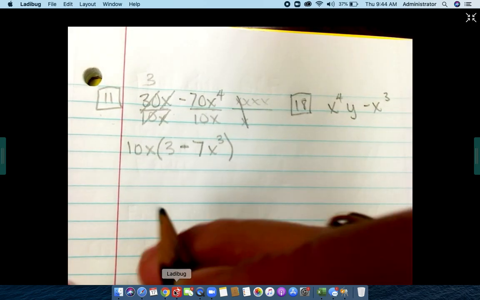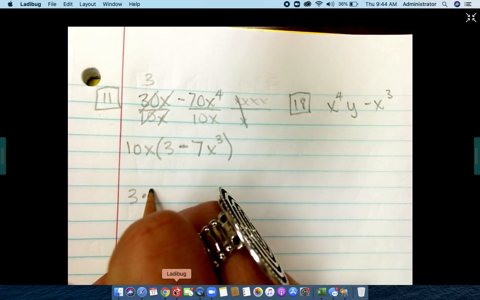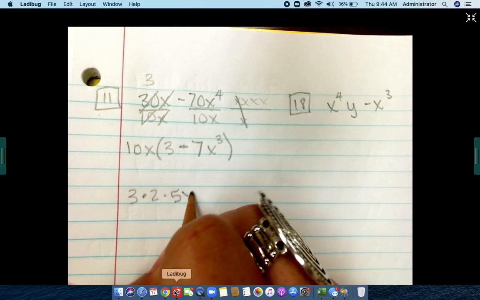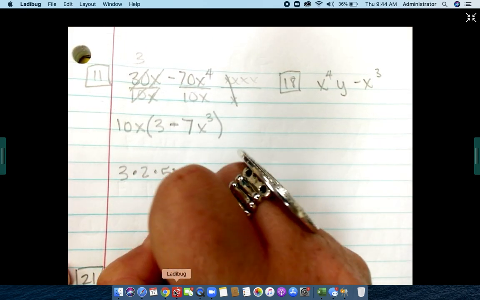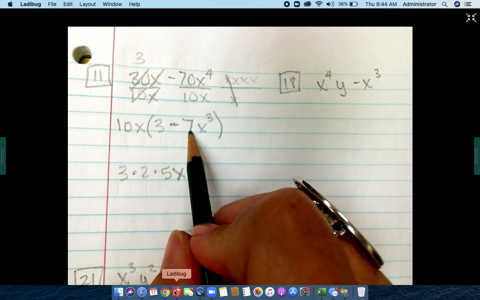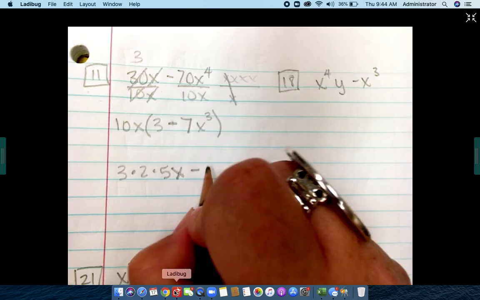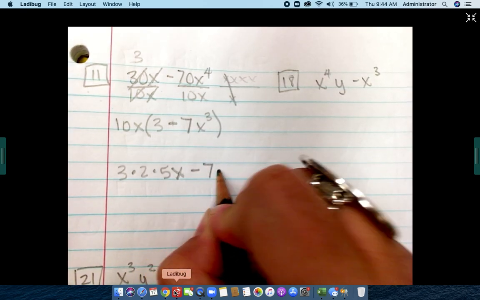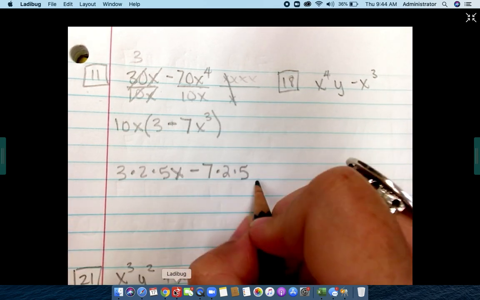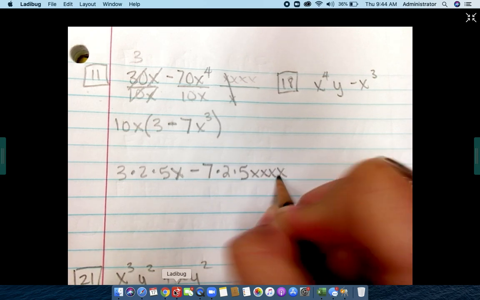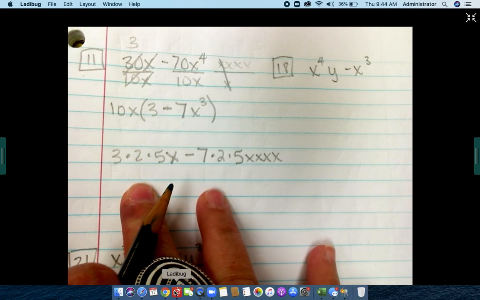Now again, for those of you that struggle, you can always say, okay, 30 is 3 times 10, and 10 is 2 times 5, and I have 1 x. So for those of you that really need the long method, I find that students who struggle with being able to look at it and see, if they break it down into prime factors, they've got it. 70 is 7 times 10, so I'm going to do 7 times 10, but the 10 is 2 times 5. And all of these are prime numbers. And I have 4 x's. So you only need to do this in your notes if this method helps you.